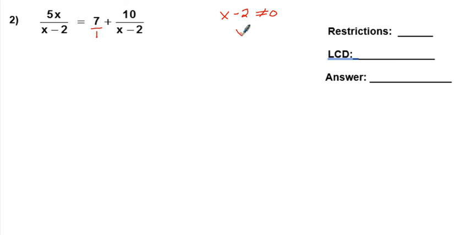Let's add 2 to both sides to state x cannot equal 2. Okay? So that's our restriction for this particular problem. So when we finish getting our LCD and solving, we hope that we don't have x equals 2 in our final.